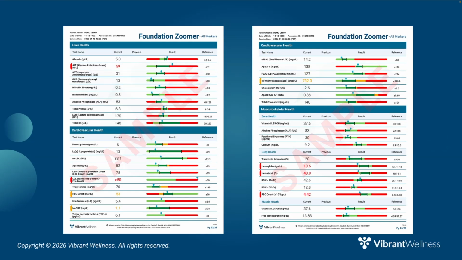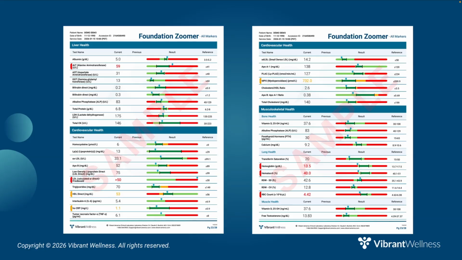Liver health markers like ALT, AST, and GGT. GGT is a marker of detoxification demand and oxidative stress. It responds to alcohol, medications, environmental toxins, and bile flow, and it's frequently elevated before other liver markers change.